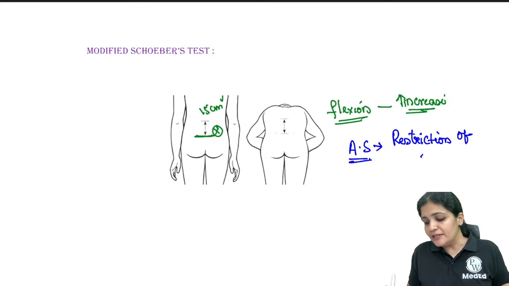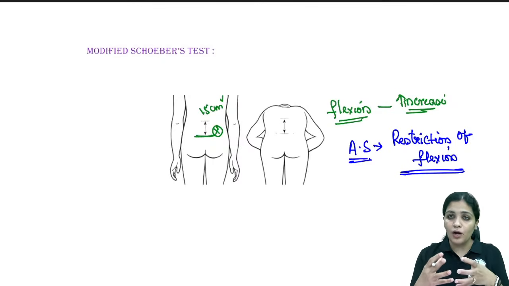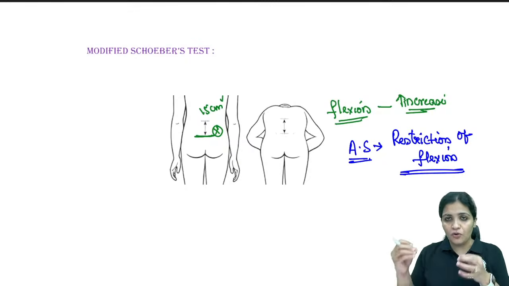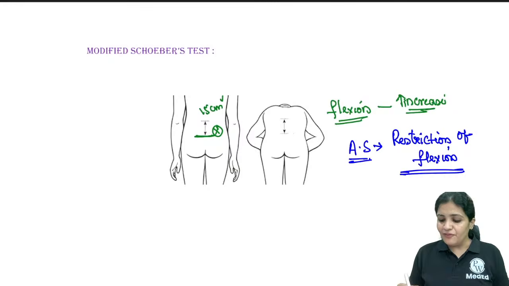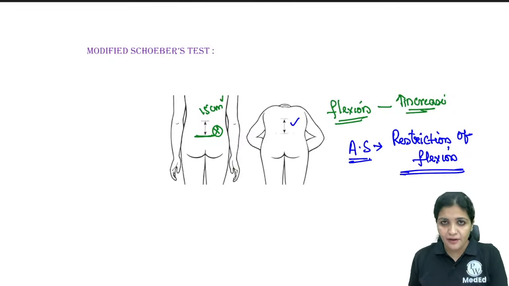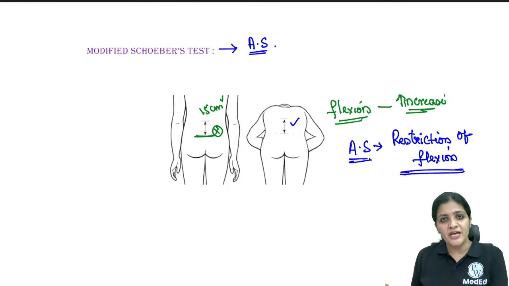Do you know what ankylosing spondylitis is? Ankylosing spondylitis is nothing but fusion of the spine. The spine is not normal, and there are no movements happening. Because of this restriction of movements, you will find the space has been decreased. This is very important, and this is a confirmative test for your AS, ankylosing spondylitis.